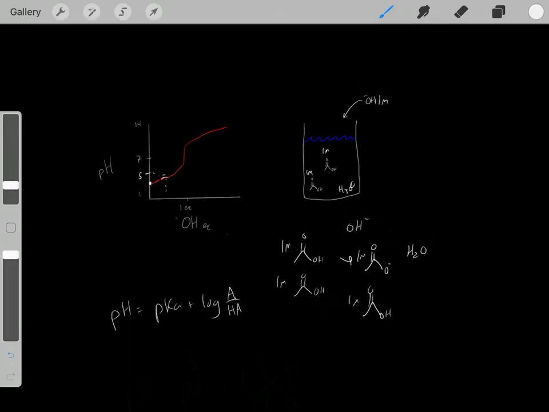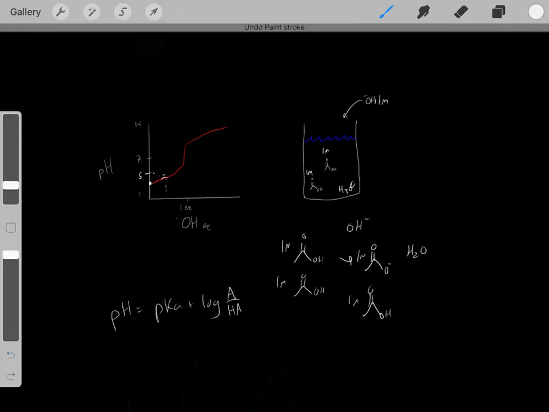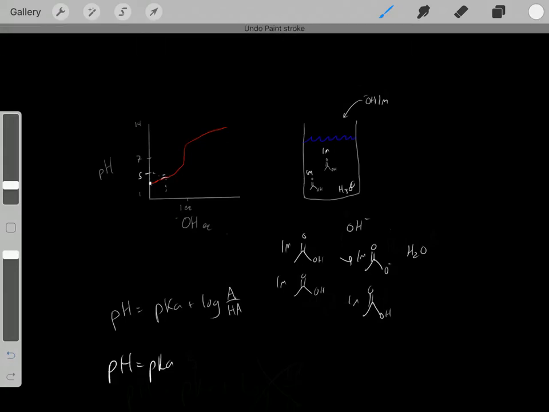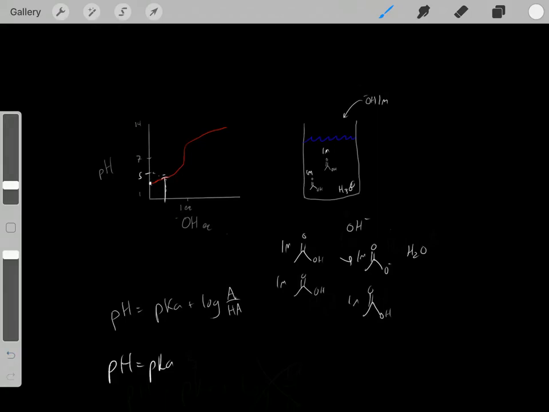So we have equal amounts. So then we have a buffer solution, and not only do we have a buffer solution, if you plug this into the Henderson-Hasselbalch, the pH will equal the pKa. So those are just things you need to memorize. The flat part is at the half equivalence point, and at the half equivalence point, the pKa of the acid equals the pH of the solution. So that's at half equivalence point.